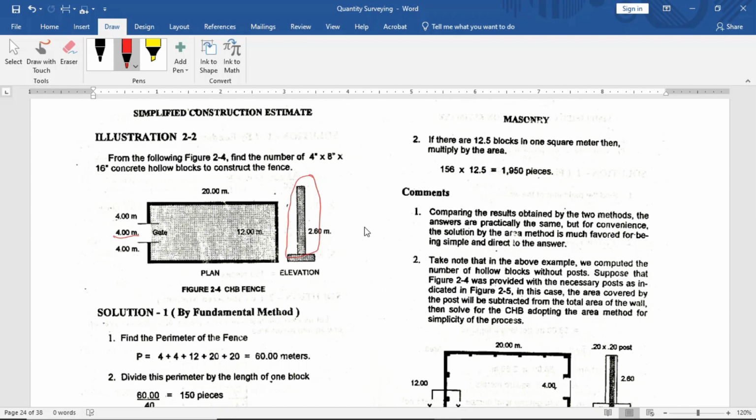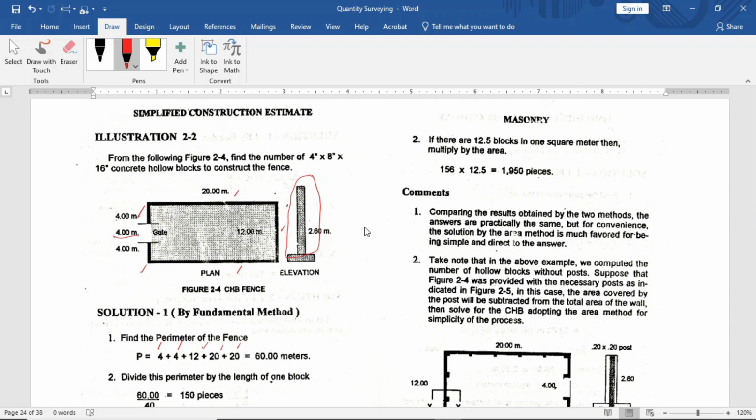So, 4 meters, 4 meters, 4 plus 4 plus 12, plus 20, plus 20 perimeter. So, simple lang. Question, ba't hindi sinama yung sa gate? Hindi sinama yung sa gate kasi walang hollow blocks tayong ilalagay sa gate. Kasi kung lalagyan natin yan ng hollow blocks, di tayo makakadaan dyan.